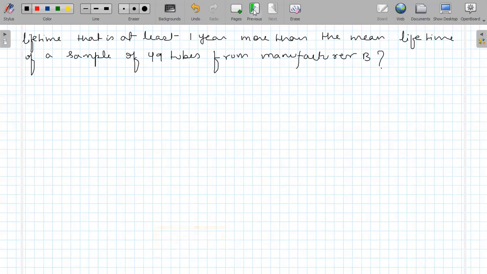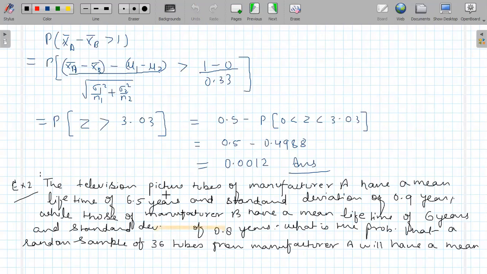Let me read the question once again. The television pictures tube of manufacturer A have a mean lifetime of 6.5 years and a standard deviation of 0.9 year.